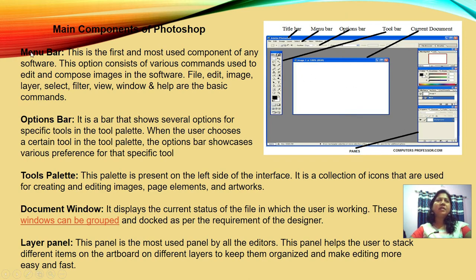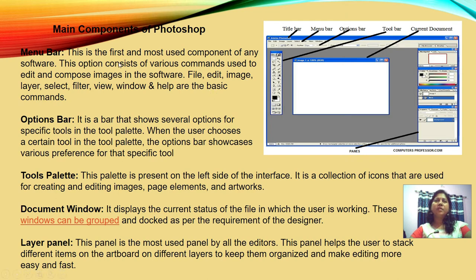Now what is the menu bar? As you know, these are the components of Photoshop. So the first one is your menu bar. This is the first and most used component of any software. This option consists of various commands used to edit and compose images in the software. So what menu options are there? File, Edit, Image, Layer, Select, Filter, View, Window and Help are the basic options of your menu.